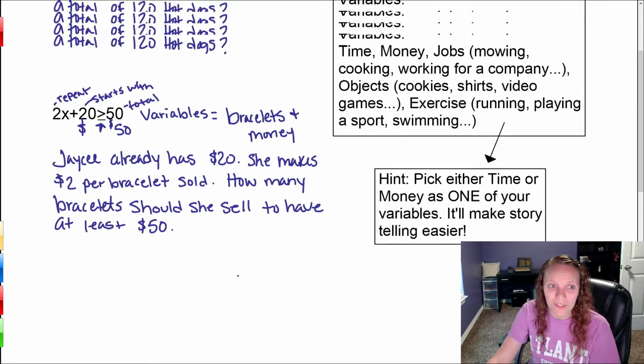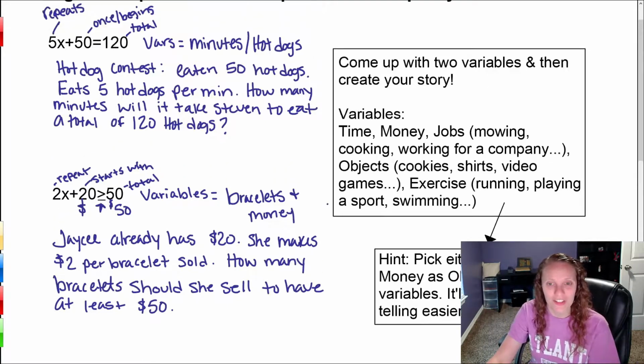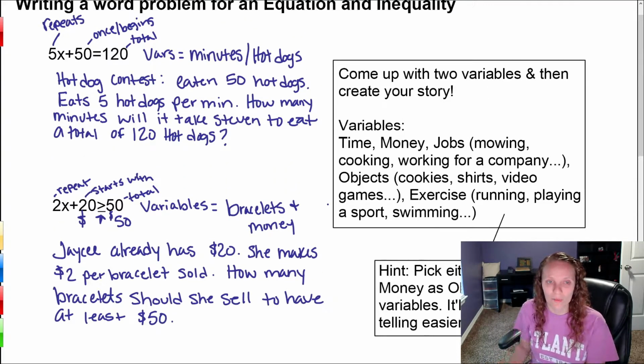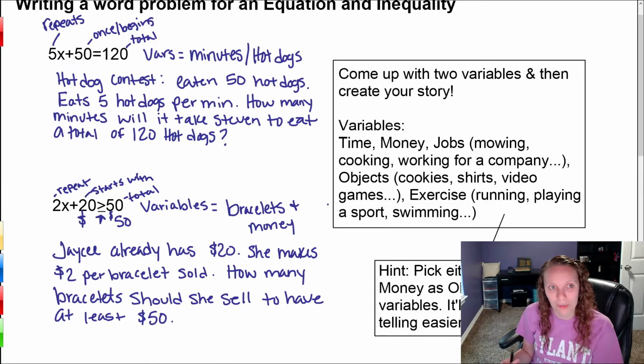Okay, we did two together. We did one equation and then one inequality. Remember, you need to pick two variables. I would either choose time or money as one of the variables and then be creative with the other variable. Remember, you need to know what repeats, what your problem either starts with or happens once, and then a total. And then don't forget keywords for your inequality symbols. We learned about those in a previous lesson.